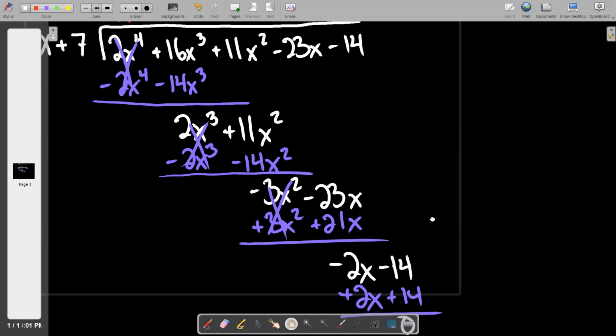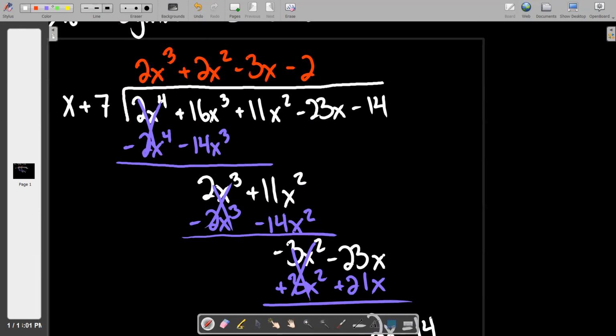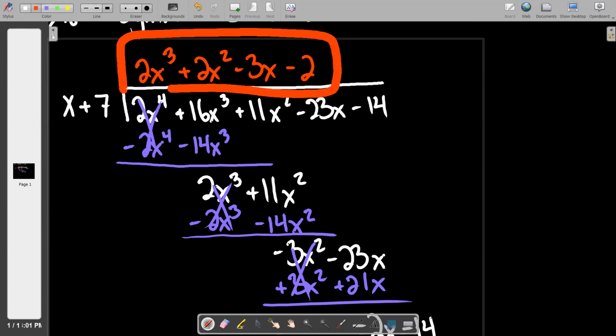Therefore, the answer is in this red box. I really want you to highlight this red box in your notes because we're going to do this problem again, but we're going to do it the awesome way. Nope, the synthetic way. So here we go.